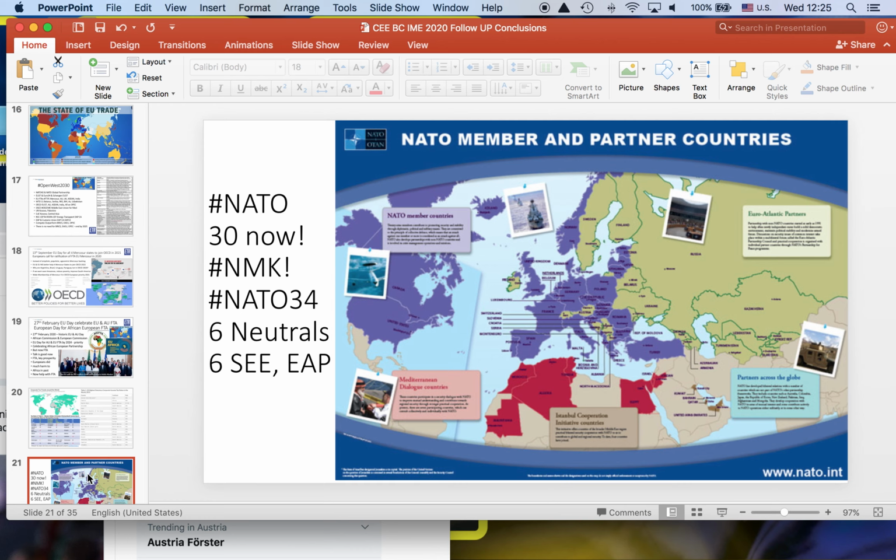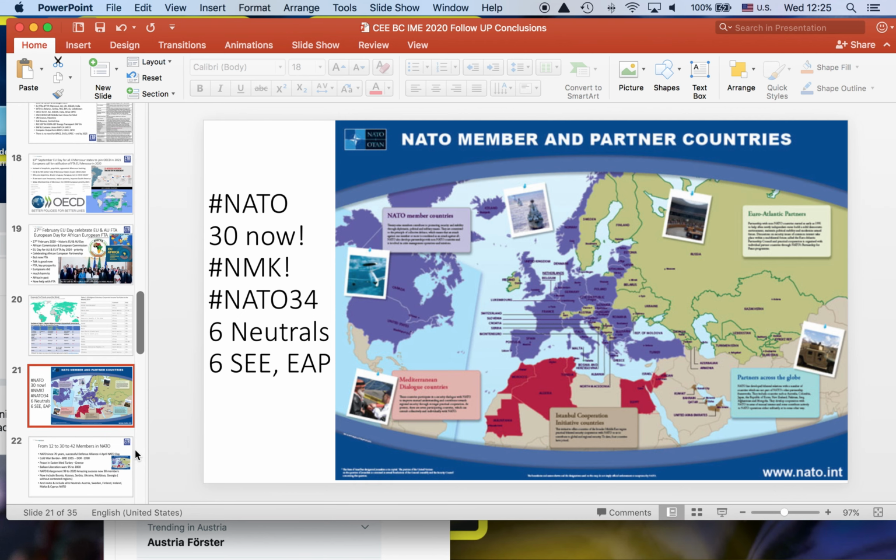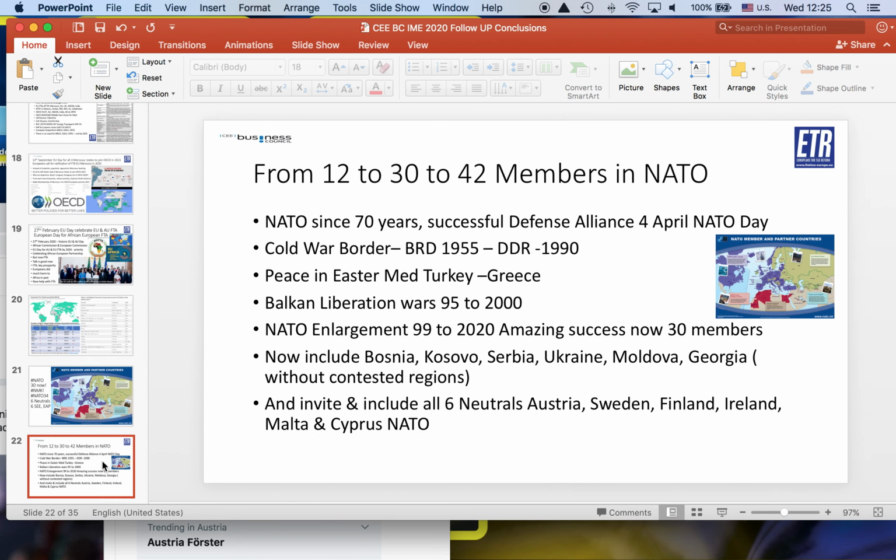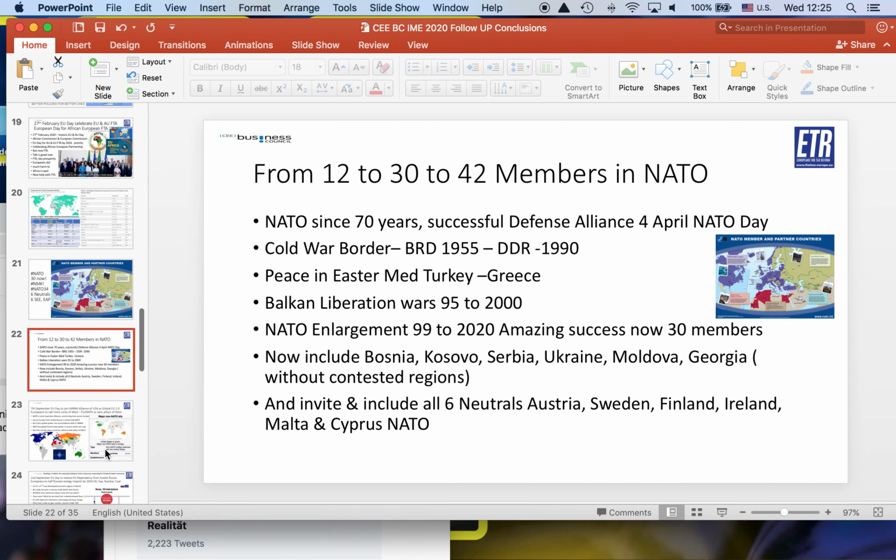And this is very important to build up partnerships, and we will have more countries in Europe to join. I'm very much advocating for the 6 neutrals to join, but also Ukraine and other countries to join. And so we will be probably going into the direction of 42 countries in NATO. That's for the full membership. And so you see the development of the membership.